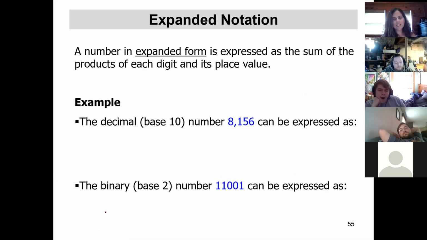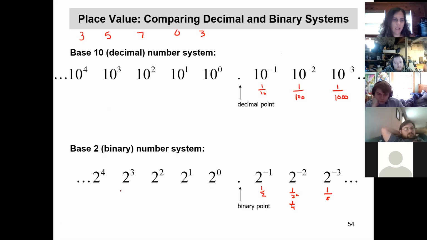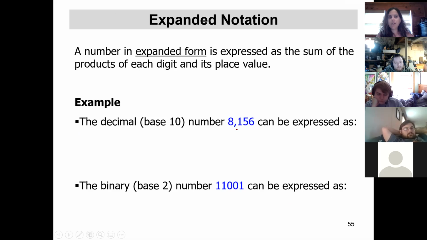Okay. So expanded notation. A number in expanded notation is expressed as the sum of the products of each digit and its place value. So I started an example on the last slide and I didn't continue it, with 35,703. I was saying it out loud, but let's actually write it down. So a decimal with a base 10 number of 8,156, let's express it in expanded notation. So let's write it down here, 8,156.